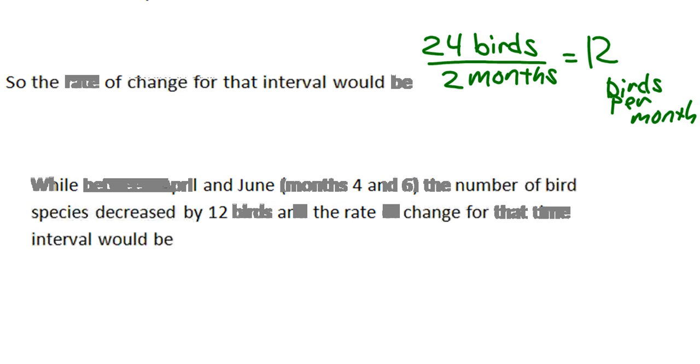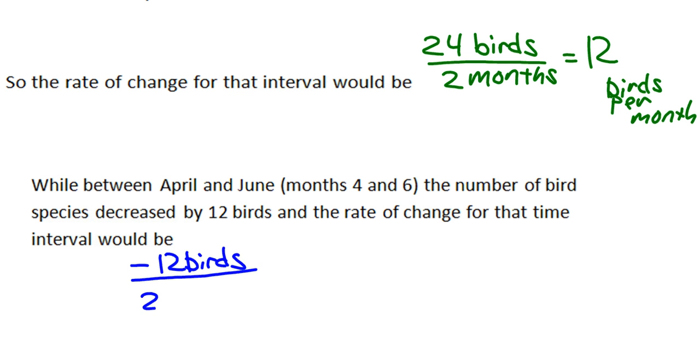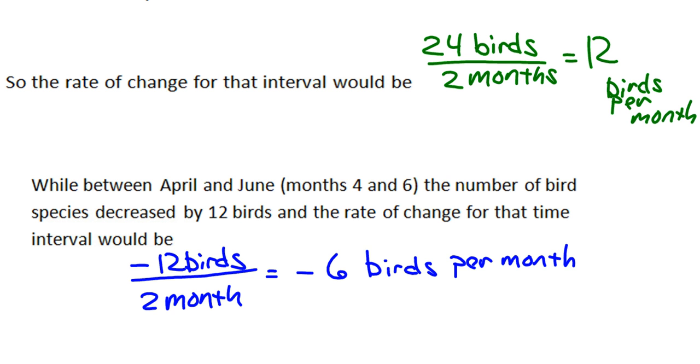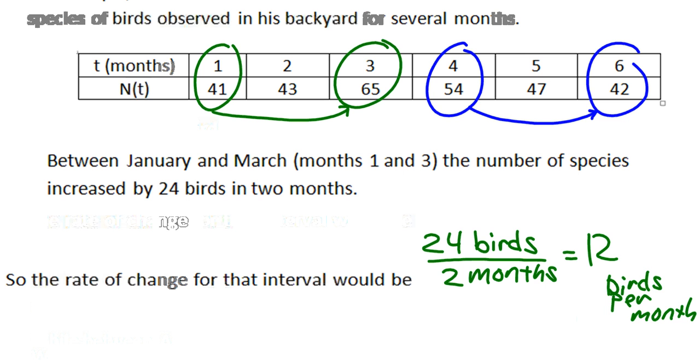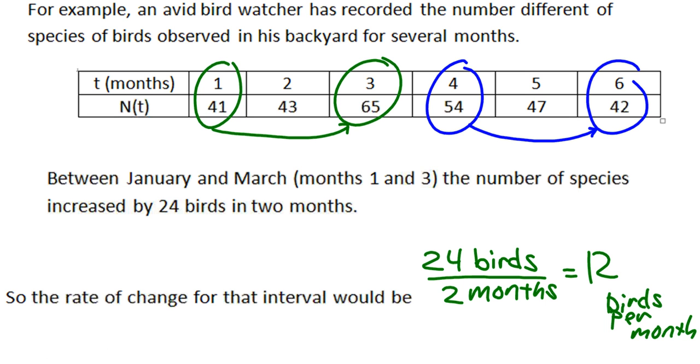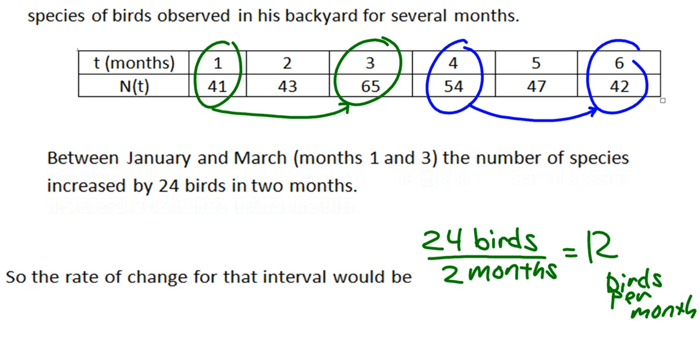So the rate of change for that time interval would be a negative 12 birds, again over a 2-month span. Gives us a rate of change of negative 6 birds per month. So again, the units on a rate of change are 1 unit per another unit. The units for the dependent variable, the output, which is the number of birds, per the units for the input variable, which in our case is months.